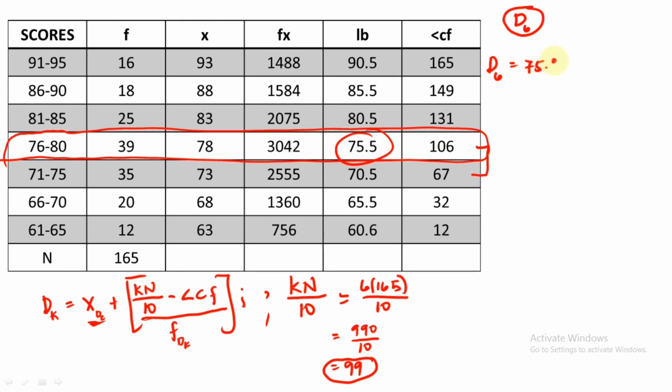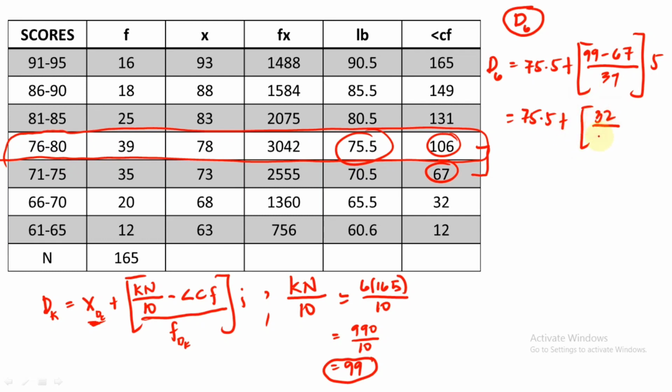So the formula, D sub 6 equals, our lower boundary of the decile class is 75.5 plus 99 subtract, the lower one from 106 is 67. So 67 times 5 over 39, over 39 equals 75.5 plus 99 minus 67, that is 32 over 39 times 5, equals 75.5 plus 32 times 5, that is 160 over 39.